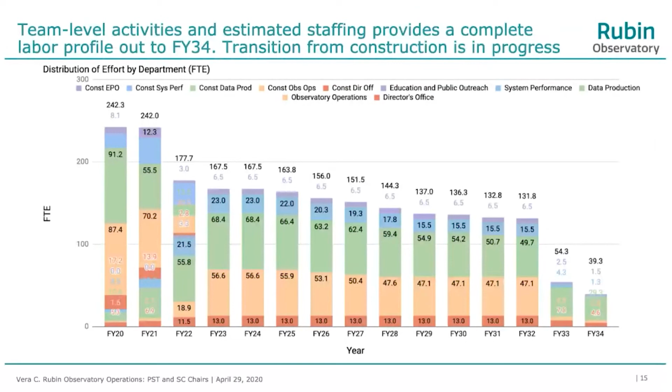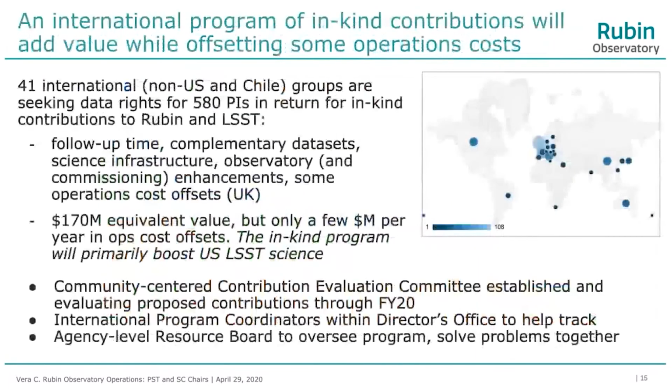Okay, so I mentioned the UK looking to provide a third data facility. That's part of their in-kind proposal, which I know you've all been following somewhat closely. But here's a one-slide summary of the emerging in-kind program at Rubin Observatory. So we now know 41 international groups, that is non-US and Chile, are seeking data rights for nearly 600 PIs in return for in-kind contributions to Rubin and the LSST survey.